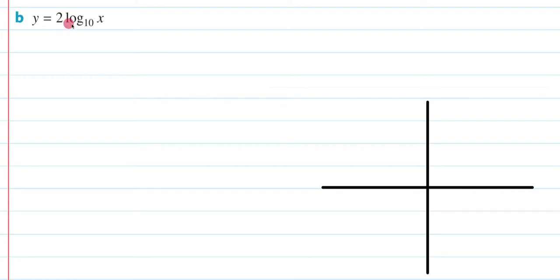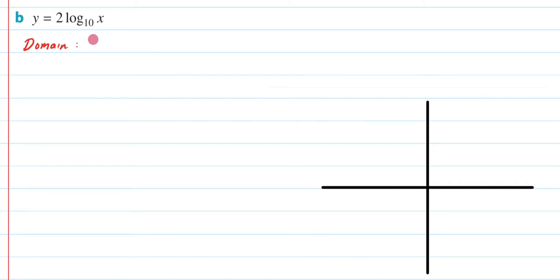Now, the first thing that I'm going to do is actually find my domain. The reason why I'm doing that is it's going to help me find out what my asymptote is going to be, even though we should already know. But let's just do it anyway. What's my domain?